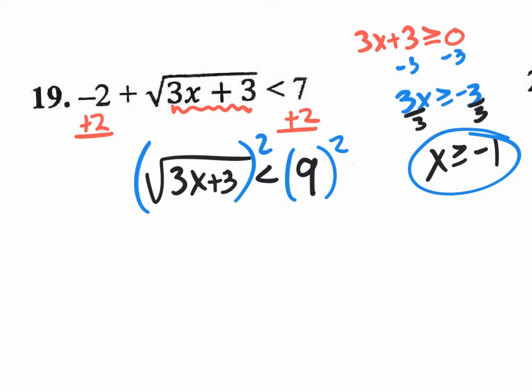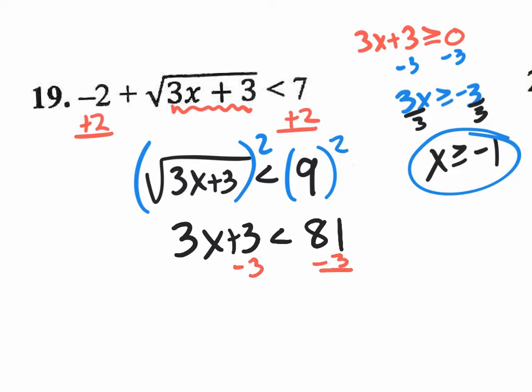Fourth root, power of 4. Anyway, the power of 2 will get rid of that square root. You'll have 3x plus 3, no more root, no more power, is less than 9 squared, that's 81. And now we're going to solve, subtract 3, subtract 3. We're going to end up with 3x is less than 81 take away 3 is 78. Final step, divide by 3, divide by 3.